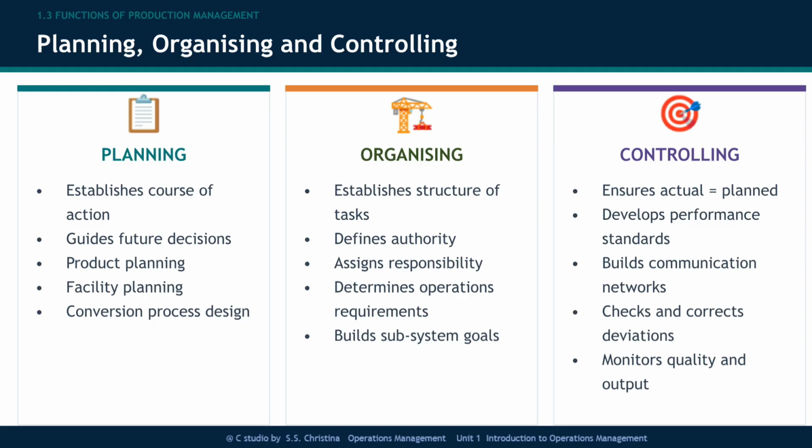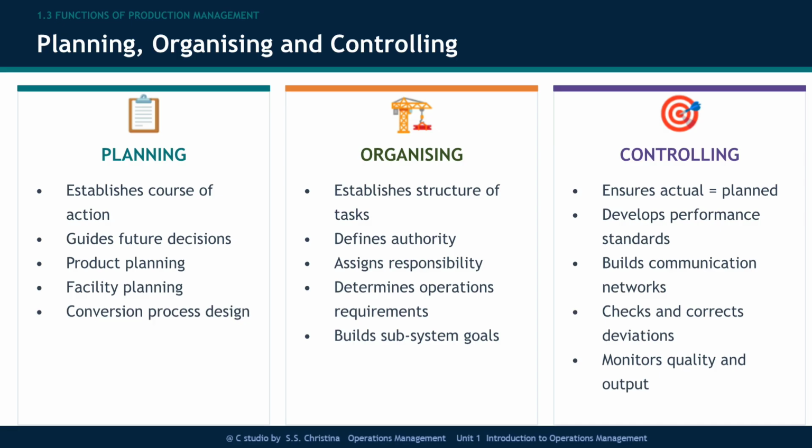Organizing is about structure. Once you have a plan, you need to build the organization that will execute it. Who does what? Who reports to whom? What tasks are grouped together? Organizing assigns authority and responsibility across the production system. Without clear organization, even perfect plans fail in execution.